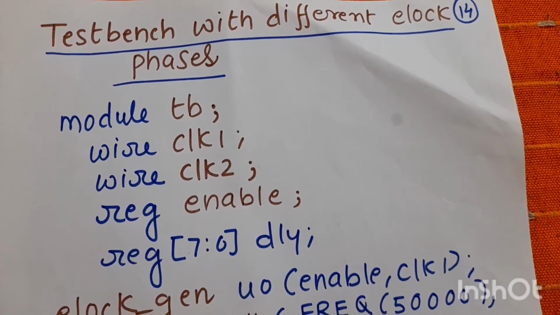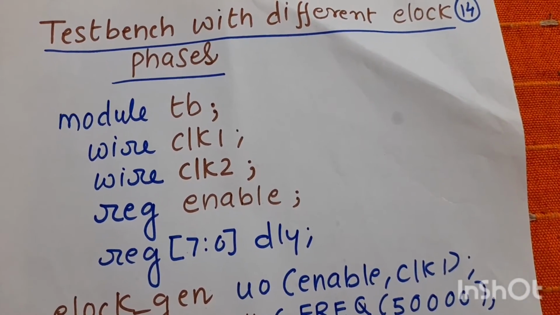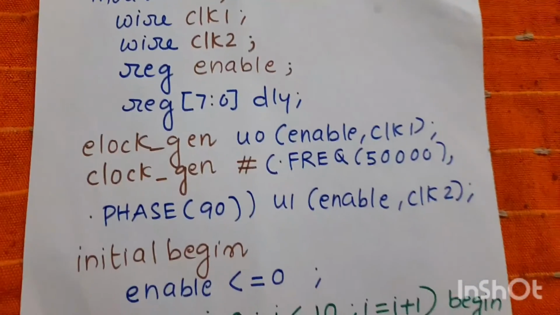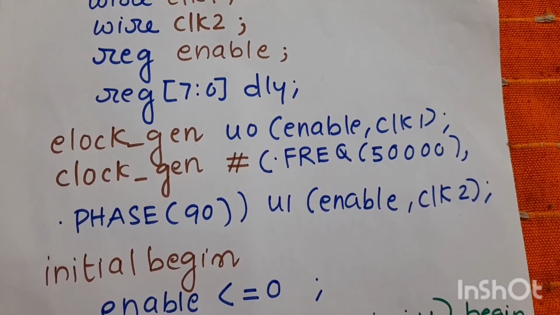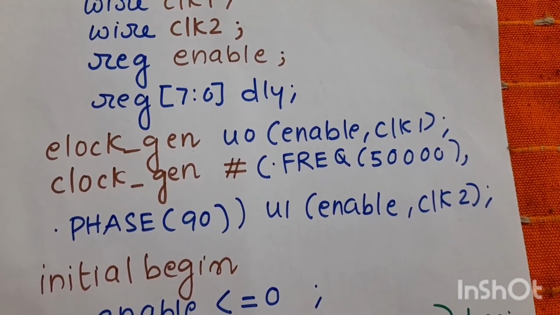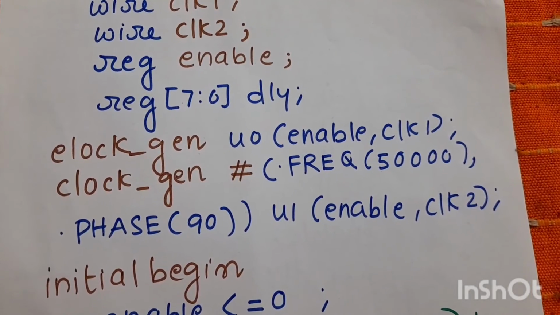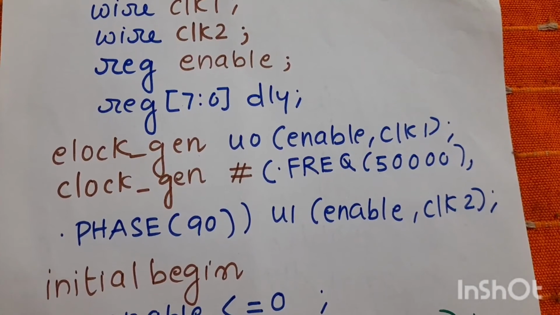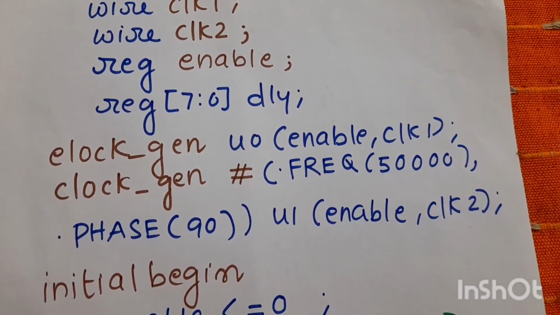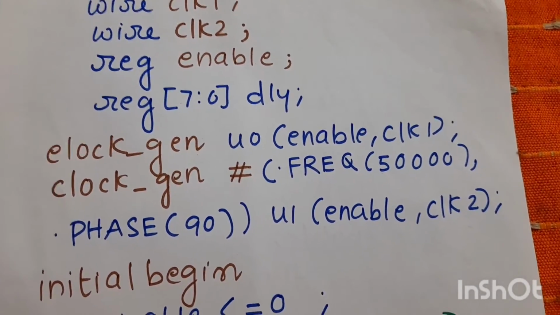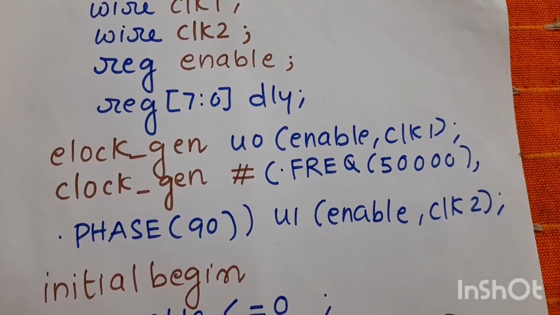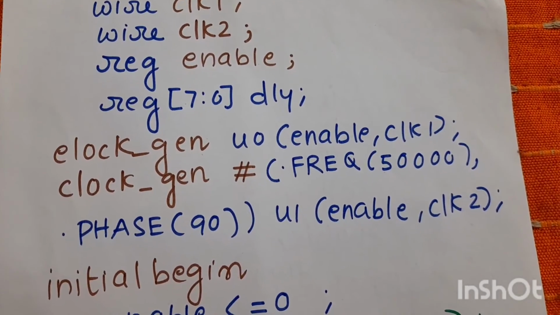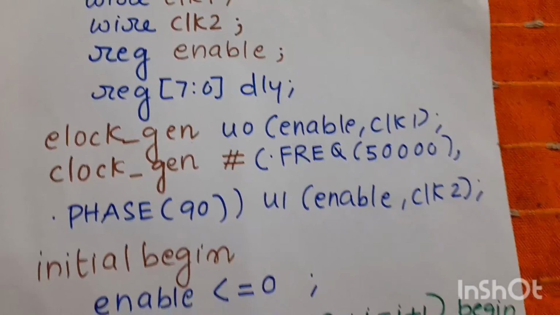Same test bench which we used for different clock frequency. Okay, module TB, wire clock 1, clock 2, enable, delay. Only one difference is there. What is the difference you see? When the first clock gen module is instantiated, U0 is the instance name, and enable and clock 1 are the inputs. Then when the clock gen is instantiated again, frequency has been changed to 50,000 and phase has been put as 90. So phase change and frequency change. The parameters have been changed, and the inputs are enable and clock 2.